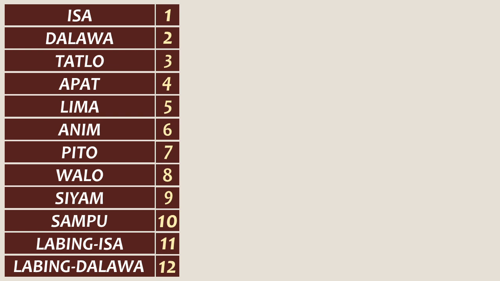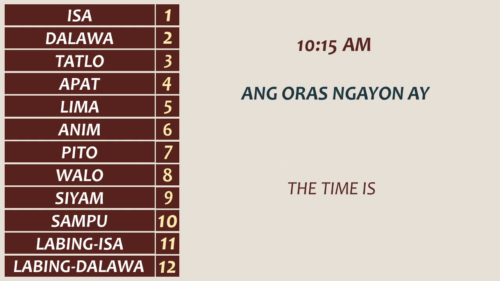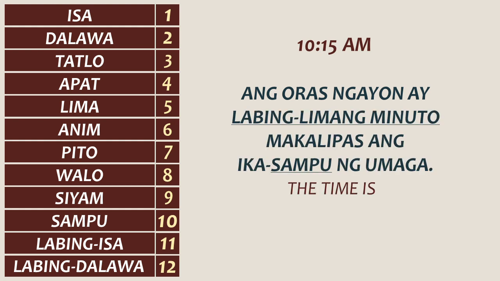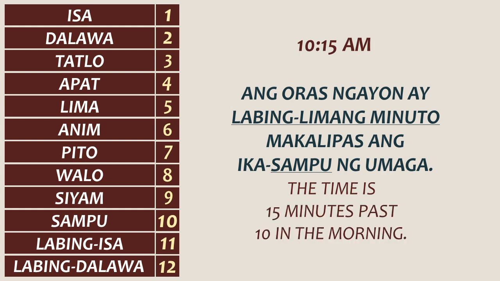So time isn't always in the exact hour. Sometimes there are minutes involved. For example, 10:15 a.m., you say it this way: Ang oras ngayon ay, so the time is, 15 minuto makalipas ang ikasampu ng umaga. So you just indicate the minutes and then makalipas, which means past 10 a.m. or ikasampu ng umaga. I won't discuss this much further because, like I said, there is a more common way of telling time in Tagalog, and I'll teach you that right now.